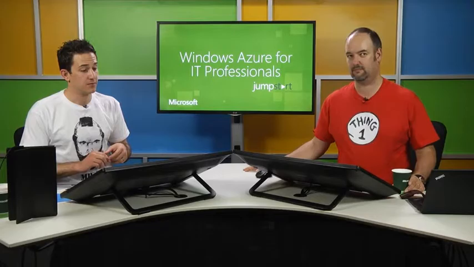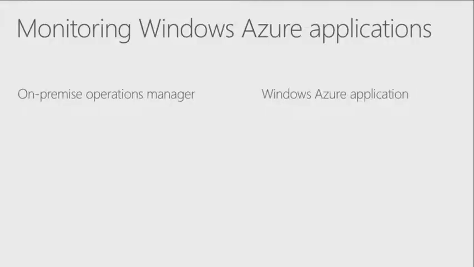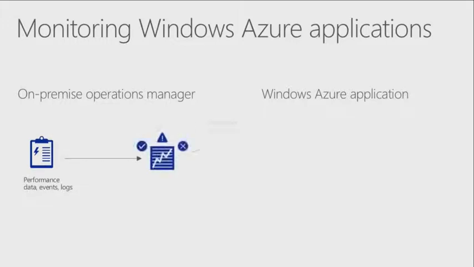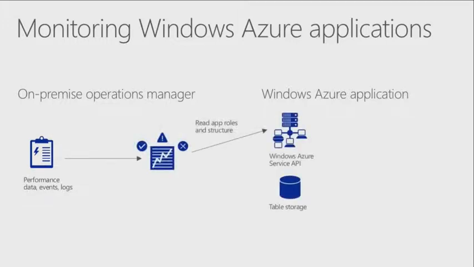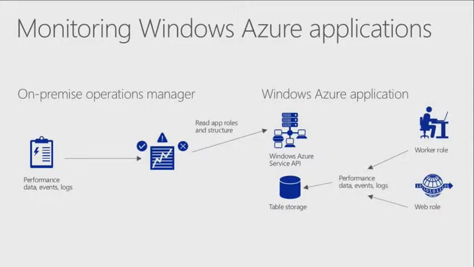So let's keep going with monitoring Windows Azure applications. You've got a number of different things here. How does this really work? On-premise for Operations Manager, you have performance data, events, logs, all that goodness. It then goes to this table and it reads the apps, roles, and structure that's up there through the Windows Azure Service API. And on the other side, the Windows Azure applications, workers, web roles, whatnot, goes to this table storage in Windows Azure that the Azure Service API has access to.